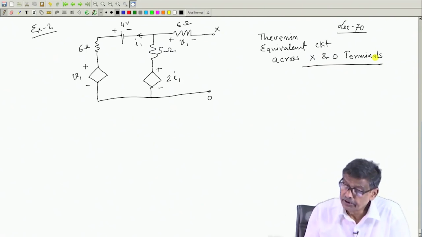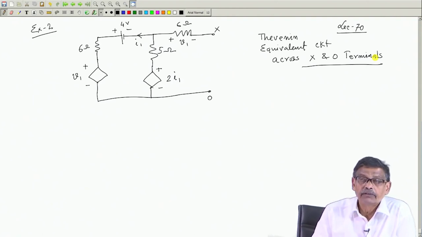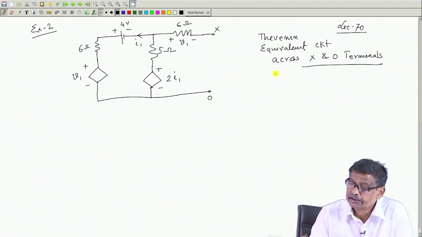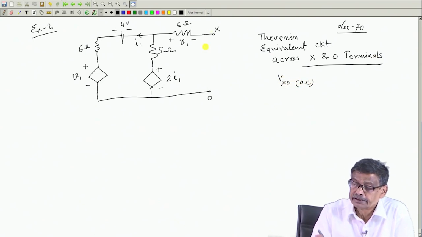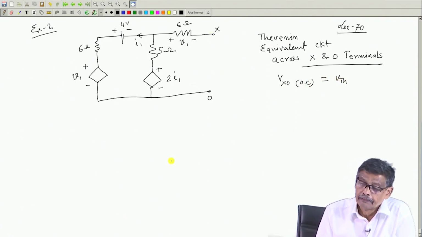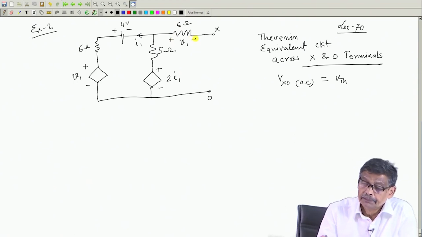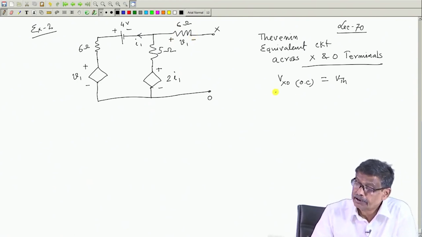To find Thevenin's equivalent circuit, what you have to do is first calculate the open circuit voltage, that is V X O with open circuit, nothing connected across X O. That is the V Thevenin. So, let us do that first. Nothing is connected here, therefore no current will be flowing in this 6 ohm branch. Therefore, voltage across 6 ohm will be 0.